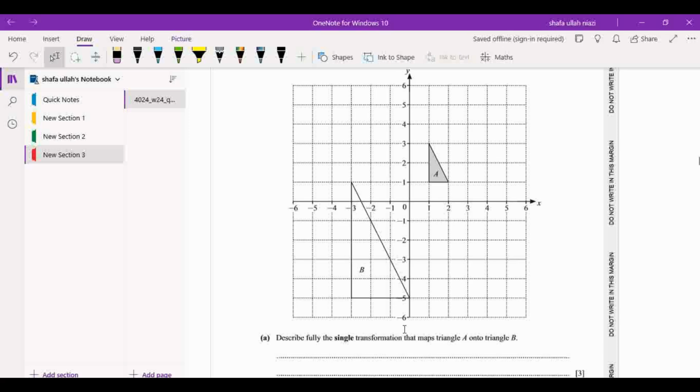What should be the center of enlargement? Take a point on the object and its image. This point is the object and this is its image. So we join these 2 points.